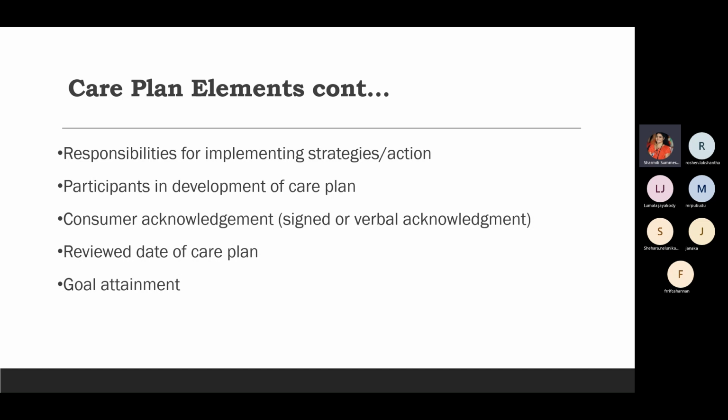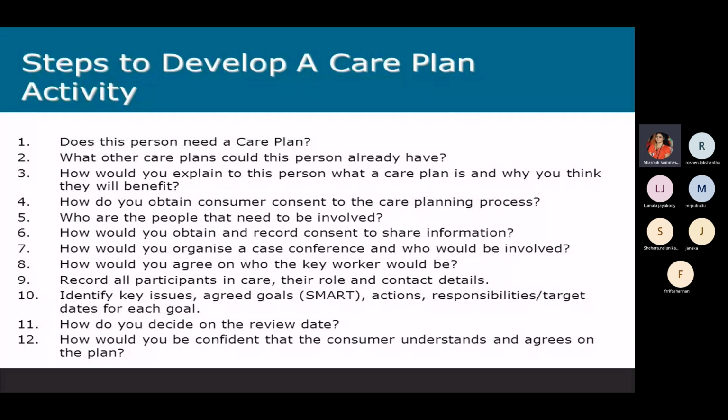So these are some of the elements you need to include when you are developing your care plan, right? These are some of the steps that you can use in order to develop a care plan. The first one is, first you need to check whether this person needs a care plan or not. But it is common, right? This question is not exactly needed, because whenever you take an assessment, you need to develop a care plan. Writing a care plan is mandatory for any patient, and it is very useful for you as well. So first, yes, you can identify whether this patient needs a care plan or not.